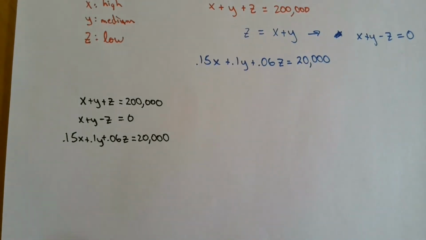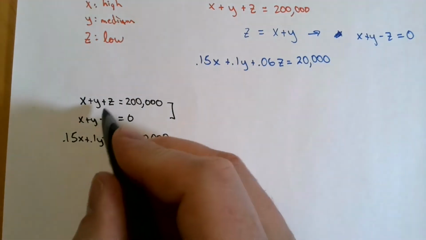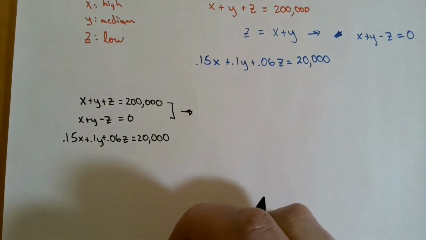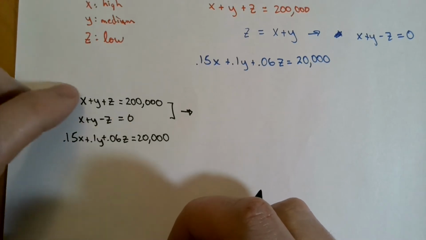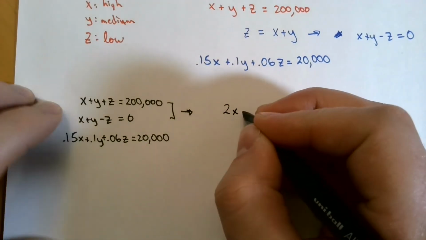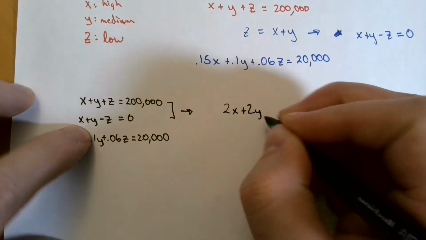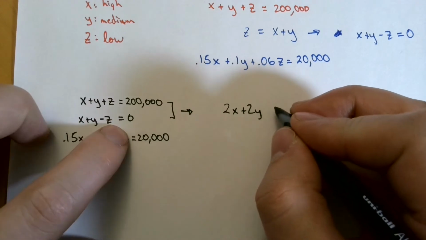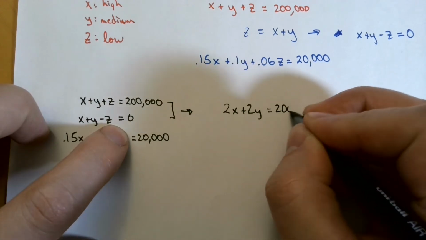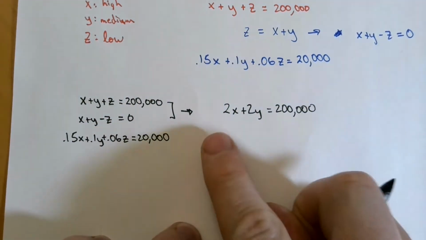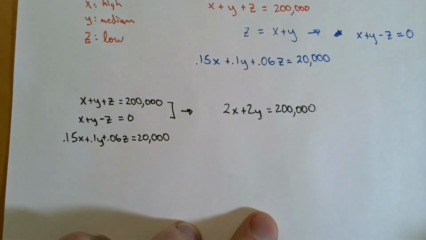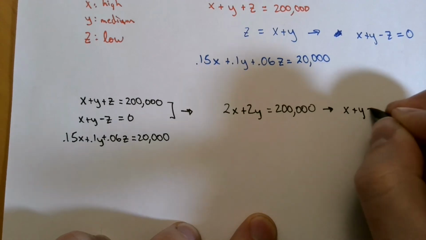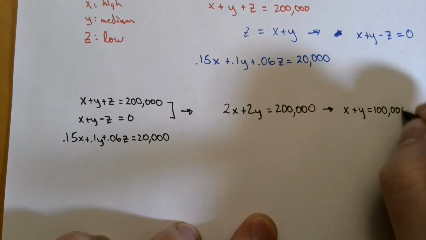Anyway, I'm going to combine these first two. Note they already have opposites, so I'm just going to add them, right from here, to save space. So x plus x gets me 2x, y plus y gets me 2y, z plus negative z gets me 0, and 200,000 plus 0 equals 200,000. I'm going to go one step further and note that these are all divisible by 2. So I'm going to rewrite this equation as x plus y equals 100,000.